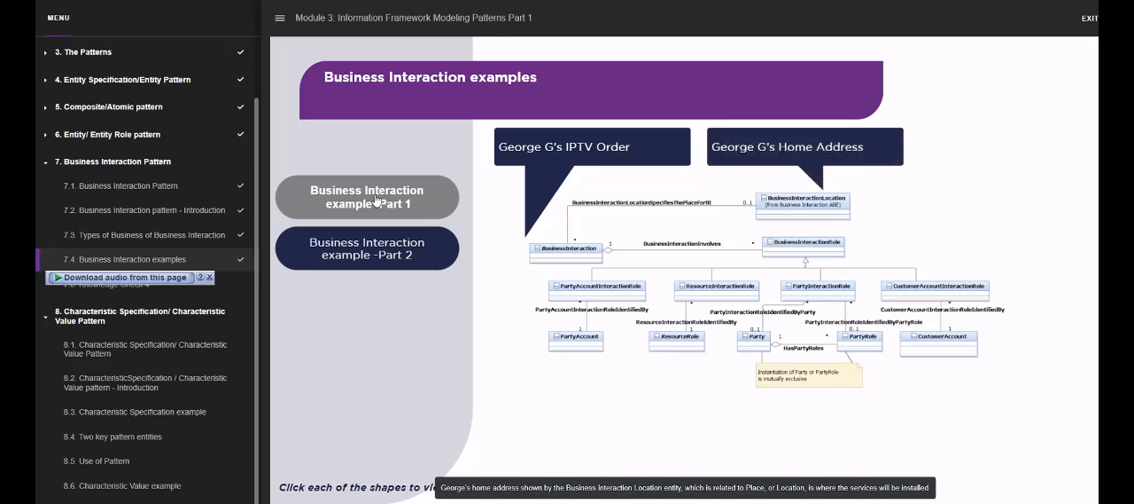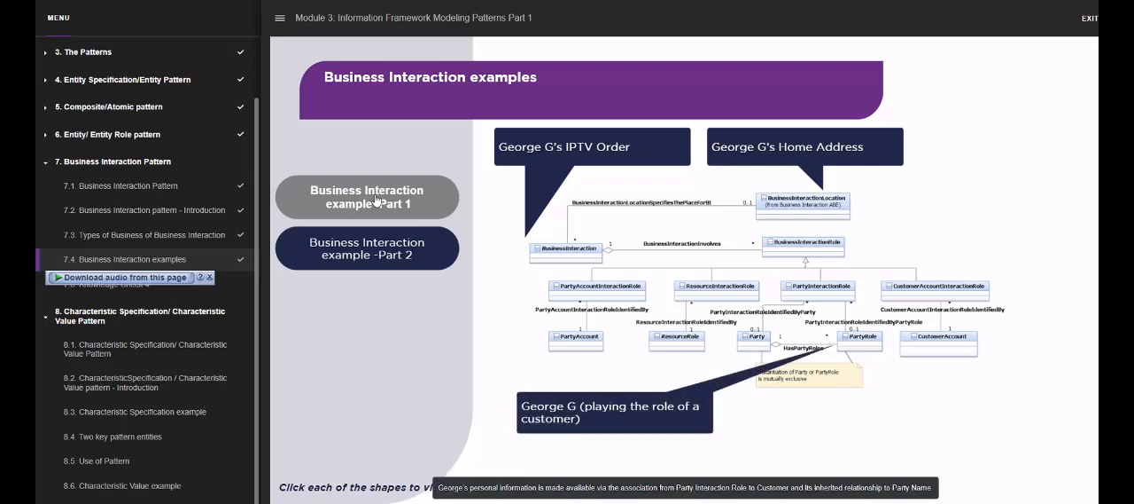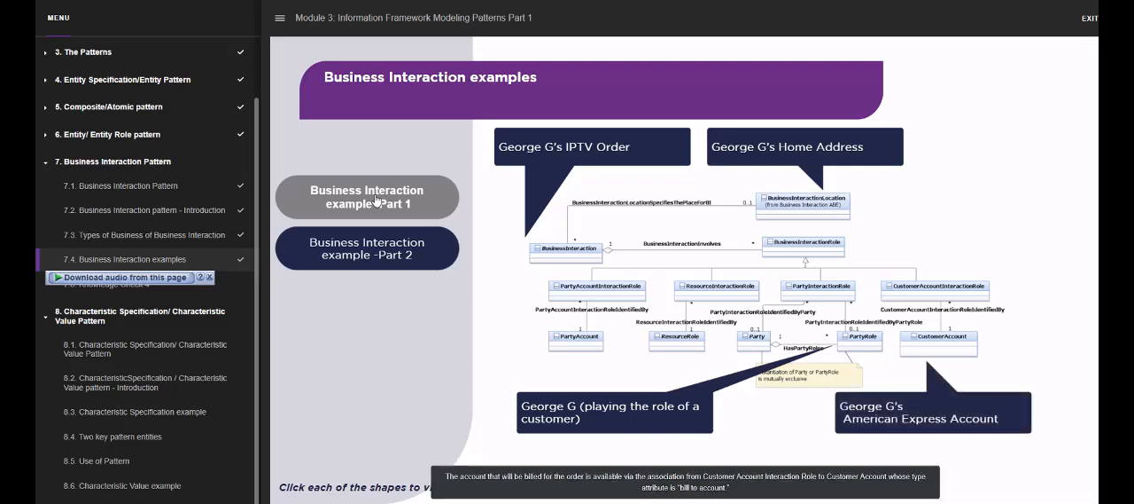George's home address, shown by the business interaction location entity, which is related to place or location, is where the services will be installed. The relationship to place is not shown here. George's personal information is made available by the association from party interaction role to customer and its inherited relationship to party name. The account that will be billed for the order is available via the association from customer account interaction role to customer account, whose type attribute is bill to account.